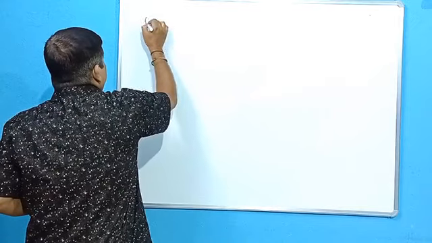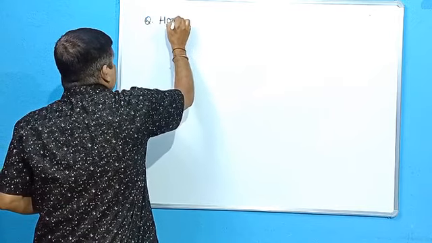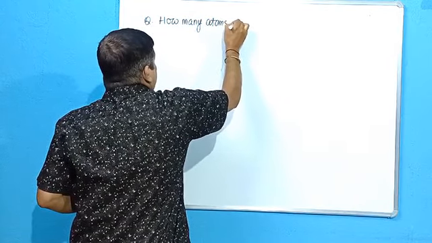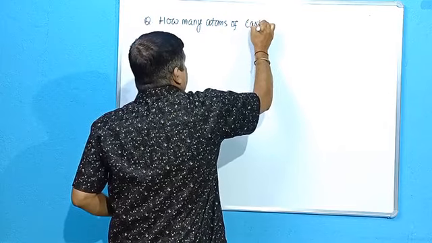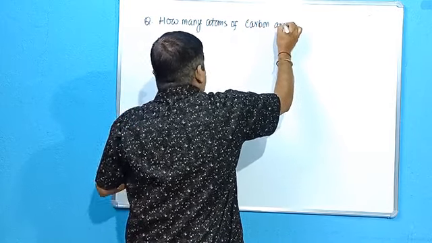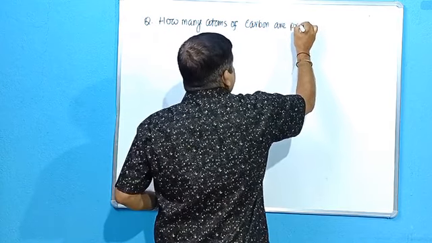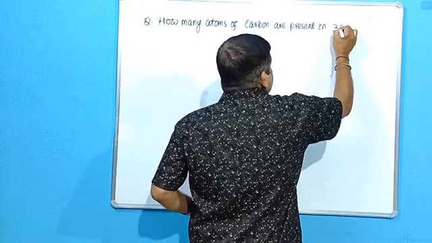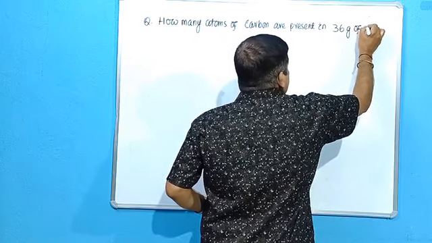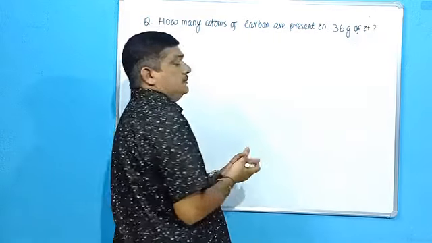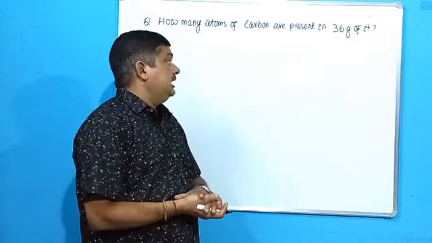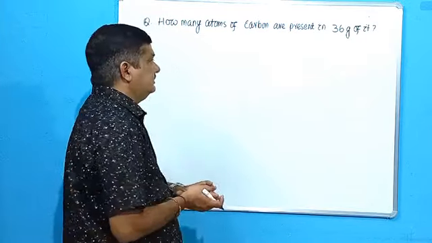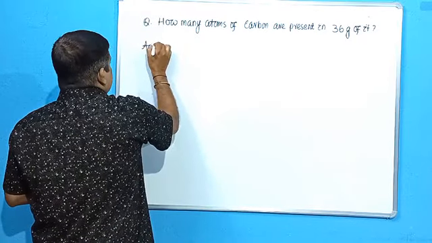Okay, the question is: how many atoms of carbon are present in 36 gram of it? That means when you are given 36 gram of carbon, how many atoms of carbon will be there? You know carbon is monoatomic in nature. So what will be the answer?